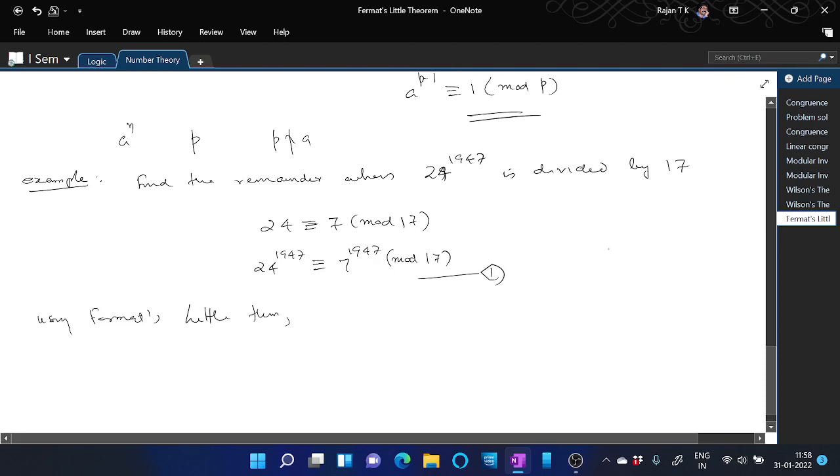here taking a equal to 7 and p equal to 17. Clearly 17 does not divide 7, and therefore 7 raised to p minus 1, that is 17 minus 1, is congruent to 1 mod 17. That is, 7 raised to 16 is congruent to 1 mod 17.